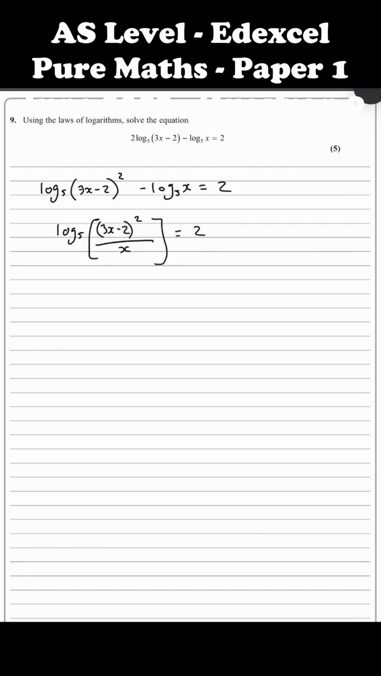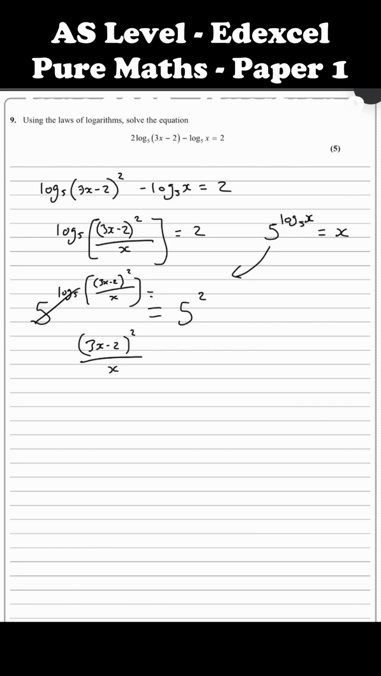I'm now going to apply the rule that if you do 5 to the power log base 5 of x, this is just equivalent to x. So I'm going to use that in here and say 5 to the power log base 5 of everything in this bracket squared over x equals 5 to the power 2. So all I'm doing there is taking 5 to the power of both sides. And then, like I've said over here, these two are going to cancel out, and that will just leave us with (3x minus 2) squared over x equals 5 squared, which is just 25.